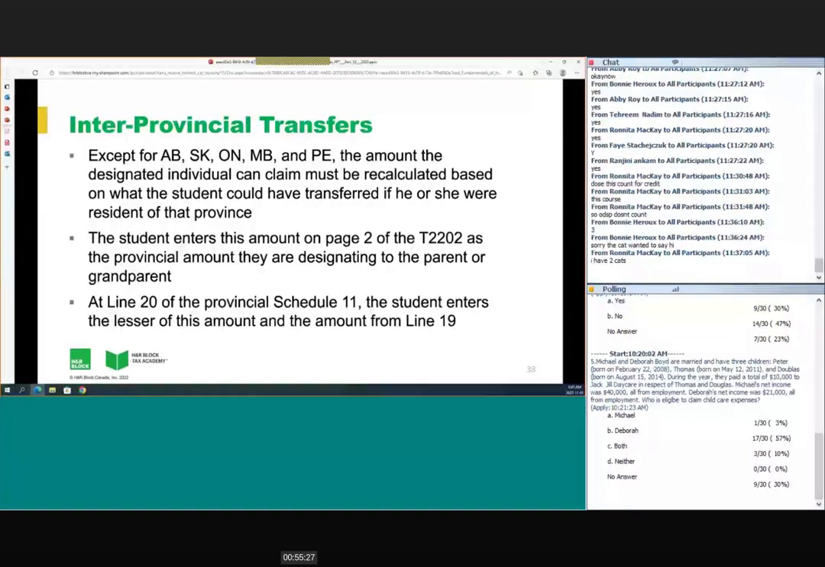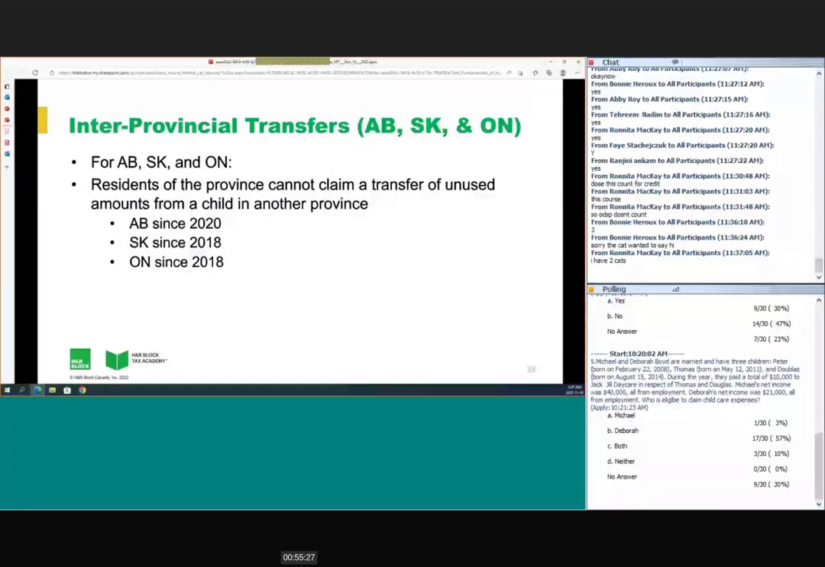I think PEI used to be like that. But in essence, Saskatchewan and Ontario no longer allow for claims of tuition amount. Therefore, no amount can be transferred to a student's parent or grandparent living in one of those provinces. So you're not going to see this, but just be aware of that. That was an issue, but because Ontario eliminated it, here's the next slide. For Alberta, Saskatchewan, and Ontario, residents of the province cannot claim a transfer of unused amounts from a child in another province. And this has been going on since 2018 in Ontario when they changed this.